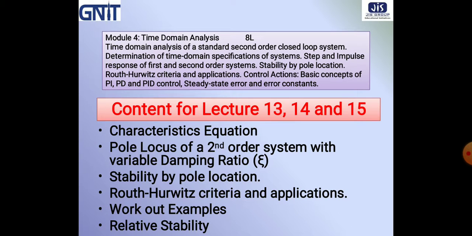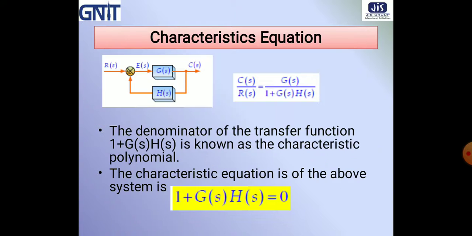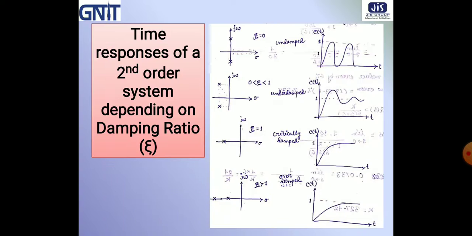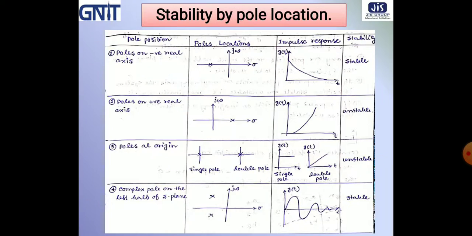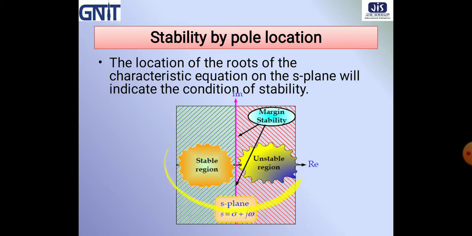Before going to Routh-Hurwitz criteria, let us take one quick recap of our previous lecture number 13. So this is our characteristics equation, 1 plus G(s)H(s) is equal to 0. That is called characteristics equation. And stability by pole allocation, here we concluded in our previous lecture that if the poles are present in this green zone, that is negative real axis part, then the system will be stable, and if the poles are present at this red zone, that is positive real axis part, then the system will be unstable.